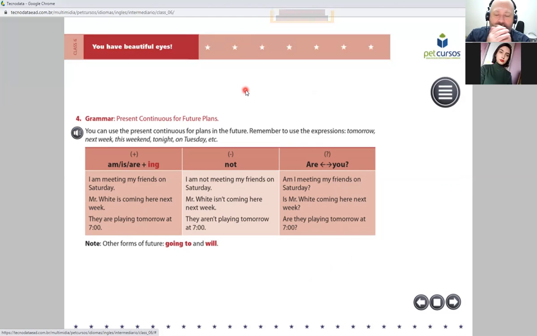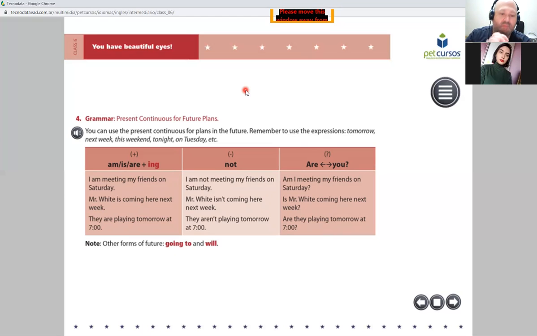I am meeting my friends on Saturday. I'm meeting my friends on Saturday. I am not meeting my friends on Saturday. I'm not meeting my friends on Saturday. Am I meeting my friends on Saturday? Am I meeting my friends on Saturday?